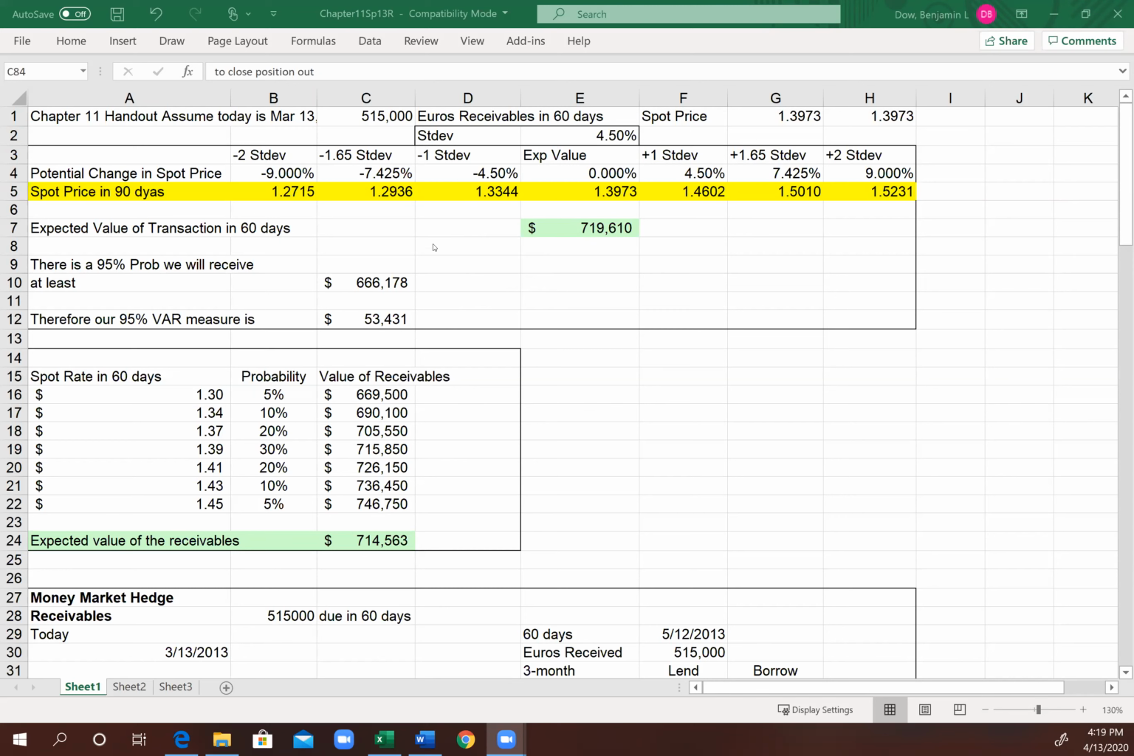Because the value at risk is just sort of like a threshold amount. You're 95% certain that the receivables will be worth at least 666,000. Therefore, we've got some small probability of receiving about 53,000 less than we anticipated. So it's just kind of like a ballpark worst case scenario methodology.